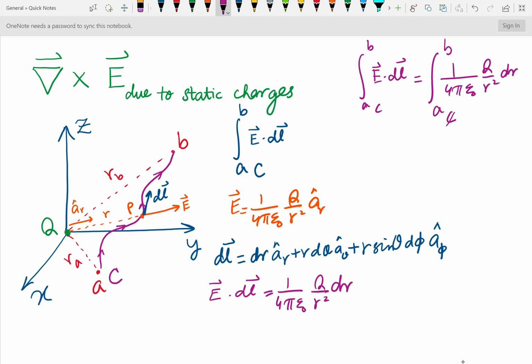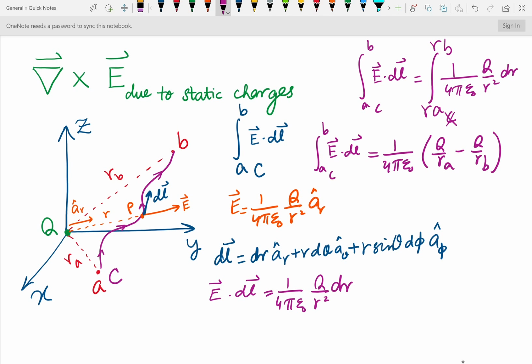So I can remove this C, and since we are integrating with respect to the variable r, the limits of integration will be from Ra to Rb. Evaluating this integral, we will have 1 over 4 pi epsilon naught times Q over Ra minus Q over Rb, and that is the line integral of the electric field E dot dl along the path C. This is a very important result. You can see from the right hand side that the line integral of the electric field is independent of the path C taken to reach from A to B. It is simply equal to 1 over 4 pi epsilon naught Q over Ra minus Q over Rb.